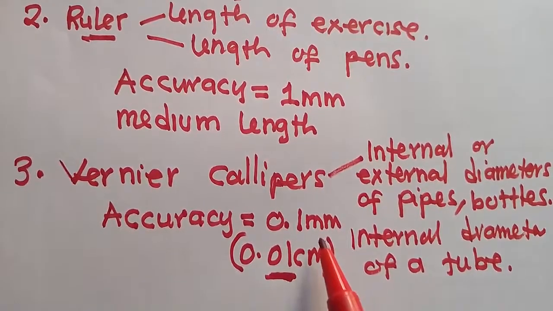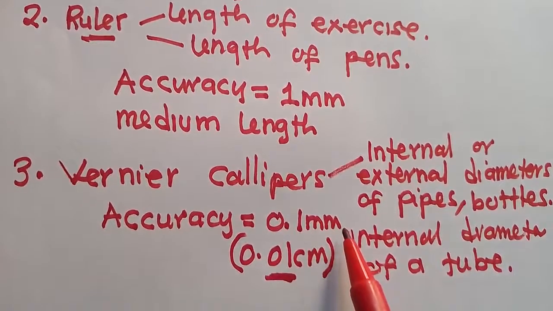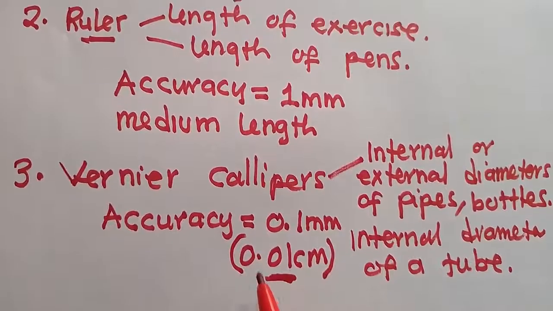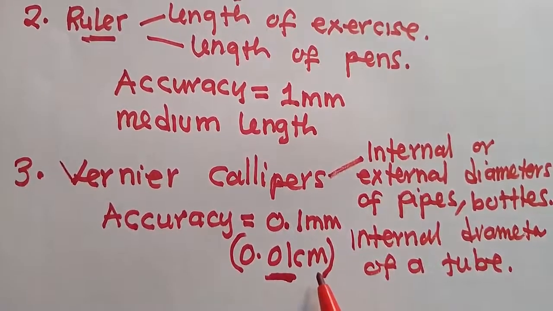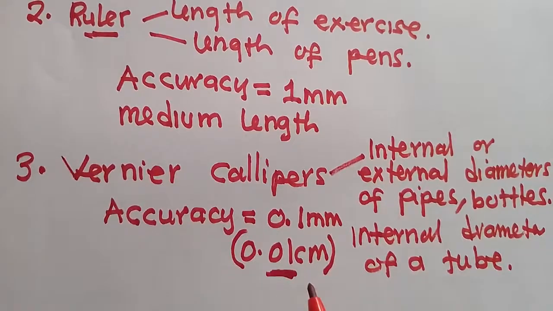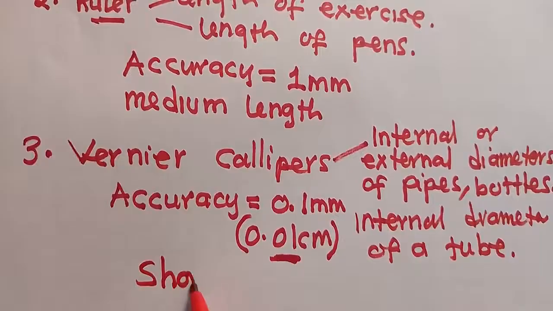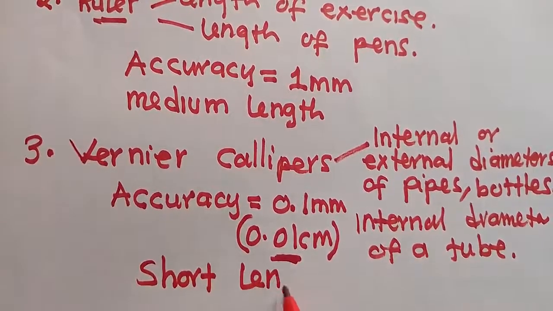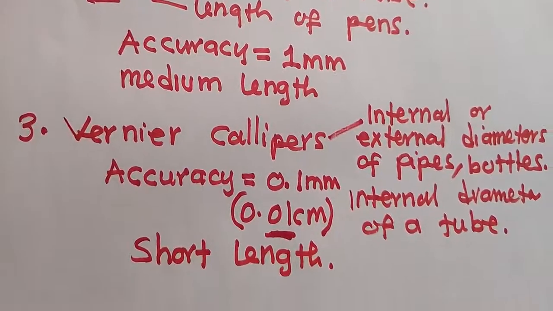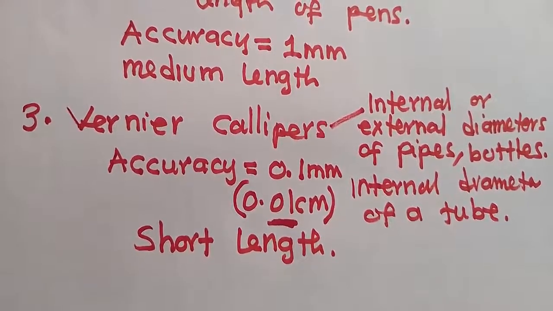So the accuracy in millimeters is 0.1 millimeters. The accuracy in centimeters is 0.01 centimeters. Then what does it measure? It measures length, short length. This is what we need to know.